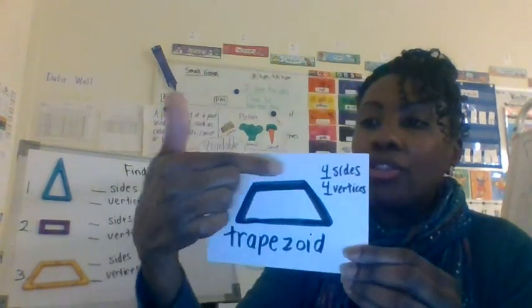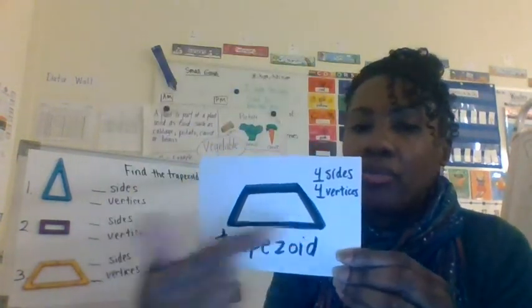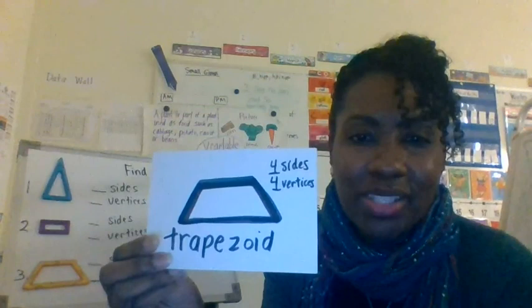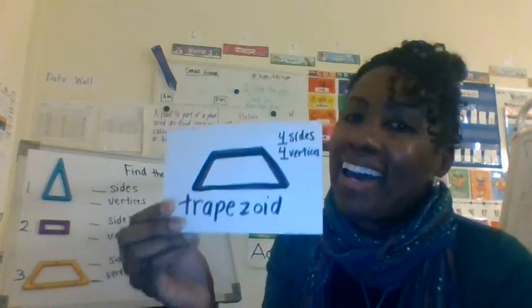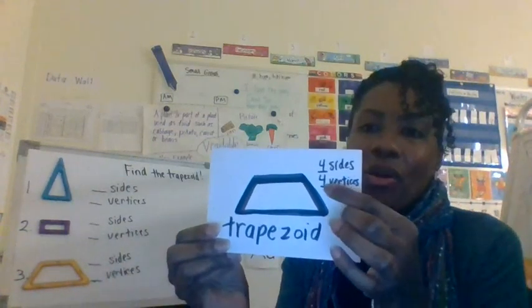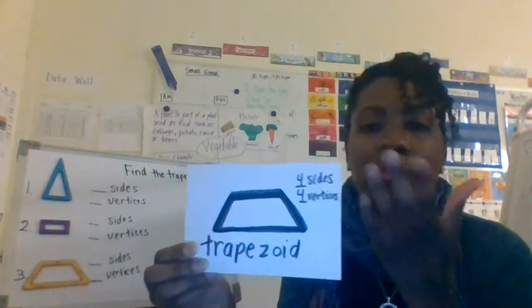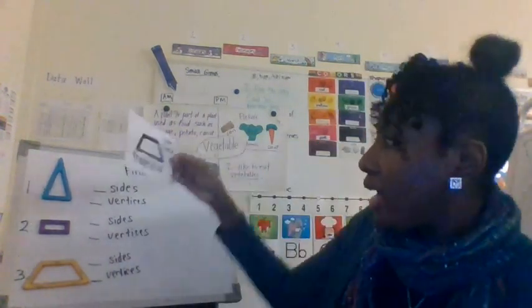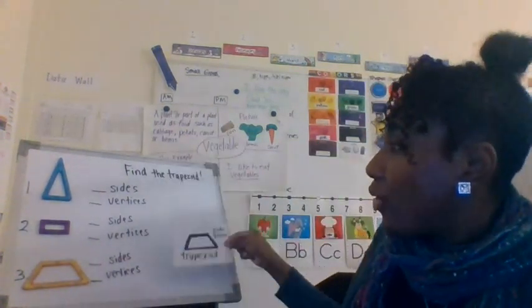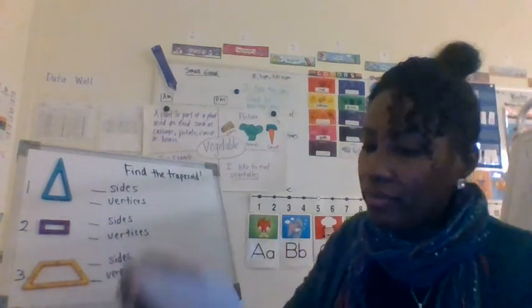So let's count the vertices now. Let's count them. 1, 2, 3, and 4. So how many vertices are there, scholars? I heard you. You said there are 4. So there are 4 vertices. So we have 4 sides and 4 vertices. Kiss your brain. So now we are going to see which one of these shapes is actually a trapezoid.